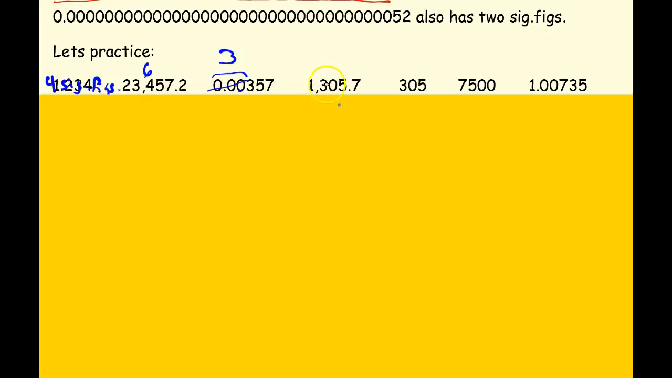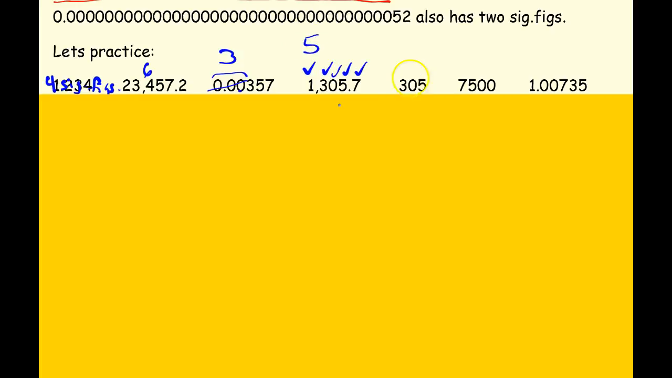The next example is 1,305.7. We already know that the 1 counts, the 3 counts, the 5, and the 7 according to rule number 1. Then we can say that rule number 2 states zeros in between non-zero numbers are also significant. Therefore, this 0 counts as well. Therefore, we have 5 significant figures on that quantity.